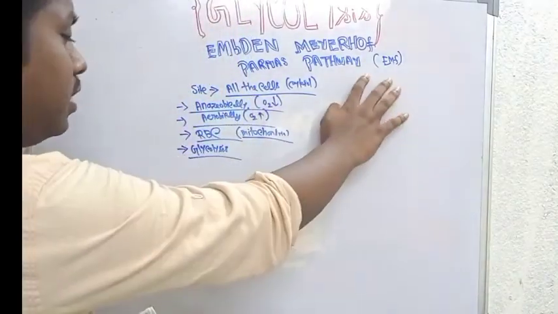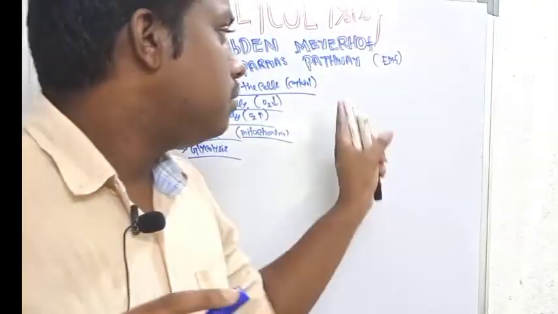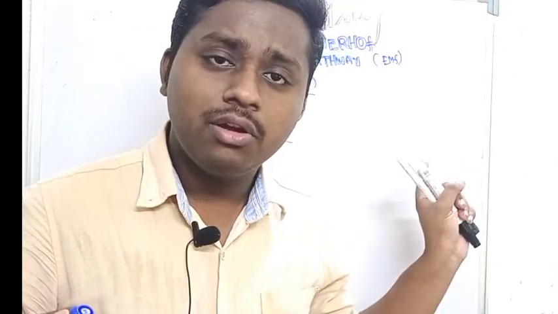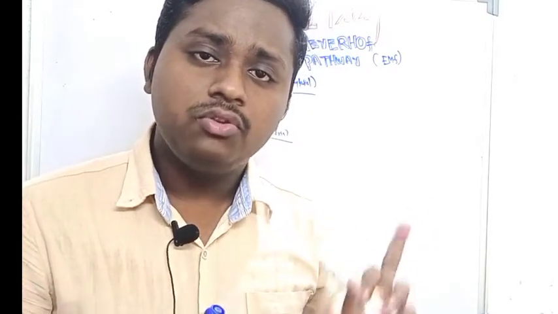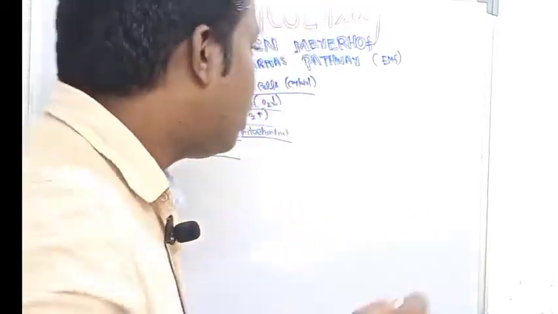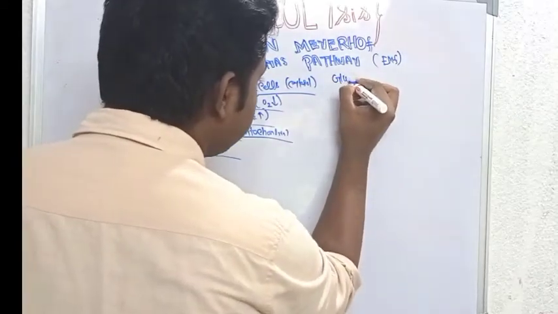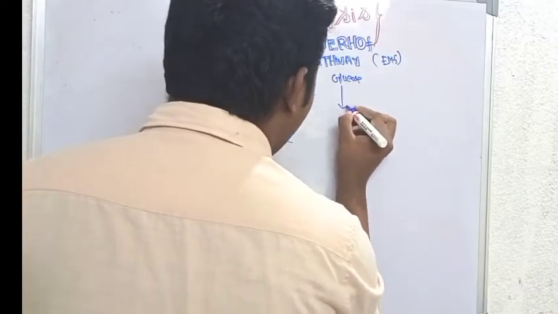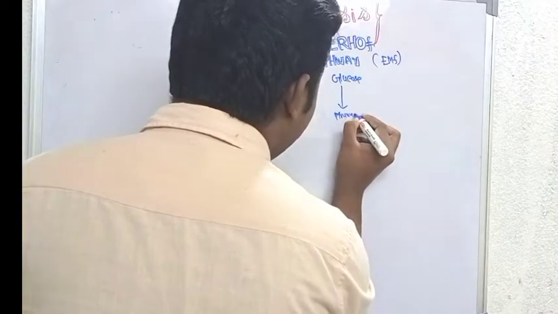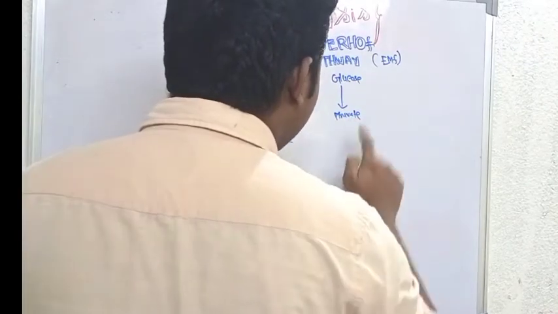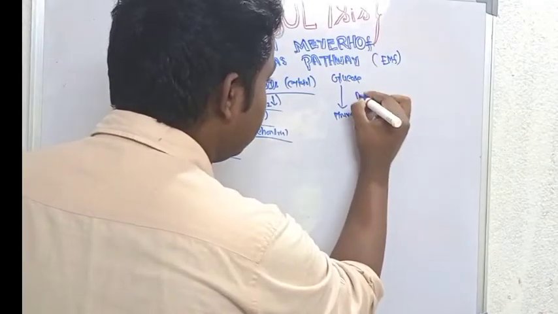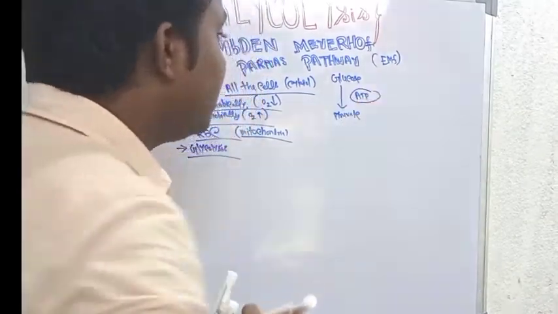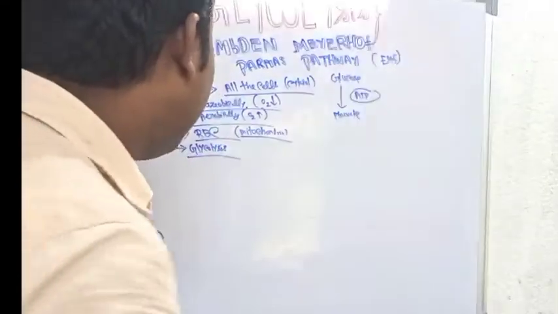The actual definition of glycolysis is: one molecule of glucose breaks by different kinds of steps and ultimately forms two molecules of pyruvate. One molecule of glucose breaks and forms two molecules of pyruvate in different steps, and in these steps there is a production of ATP. We will discuss the entire steps of the glycolytic process.